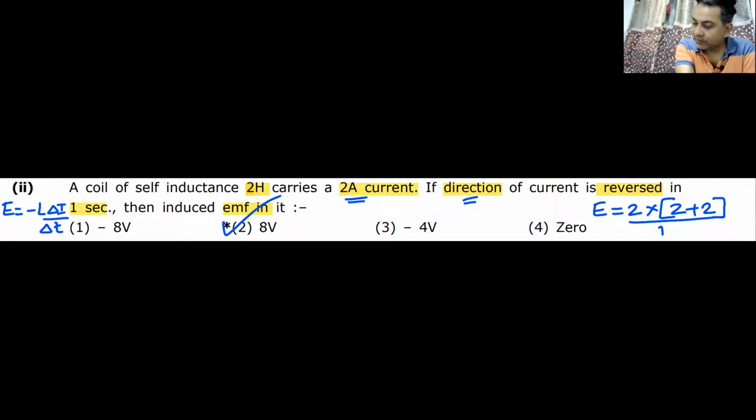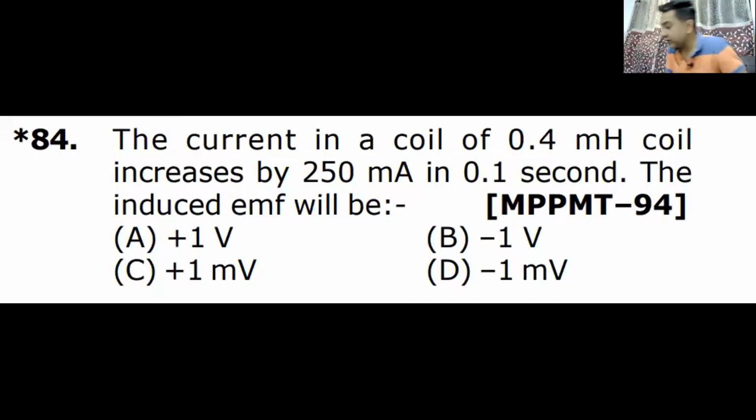Well, let me give you a question from previous years. I hope you can give me the answer very fast. The question goes like this: the inductance of a coil is 0.4 millihenry. The current in the coil increases by 250 milliamps in 0.1 seconds. Can you tell me what is the induced EMF here? I'll wait for you for 1 second.